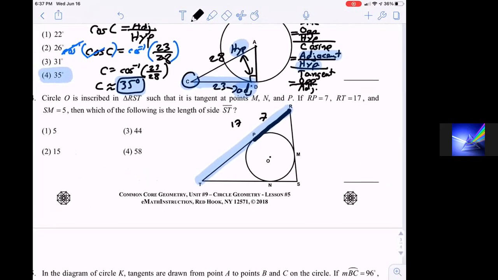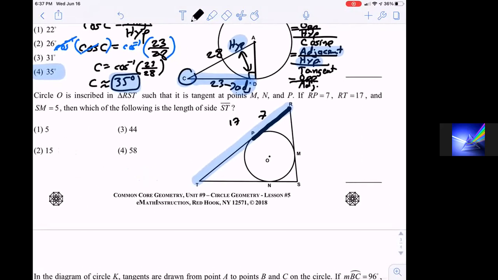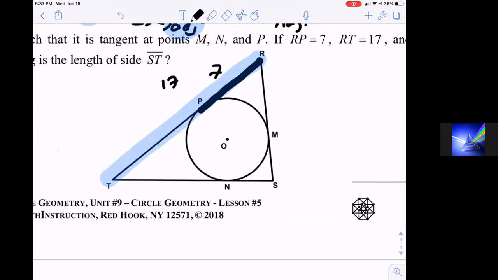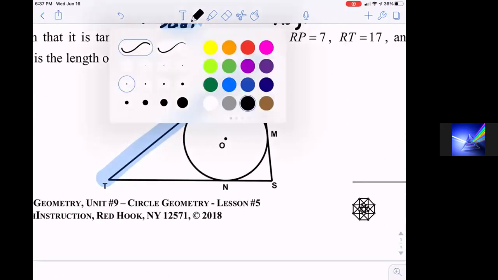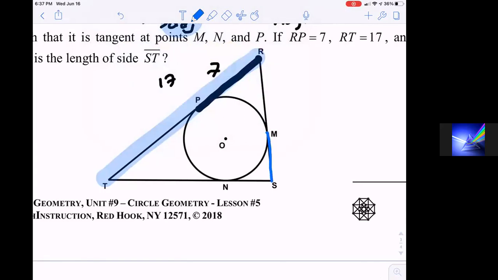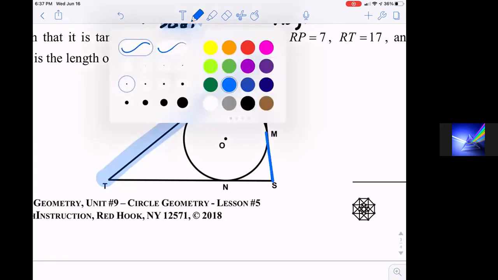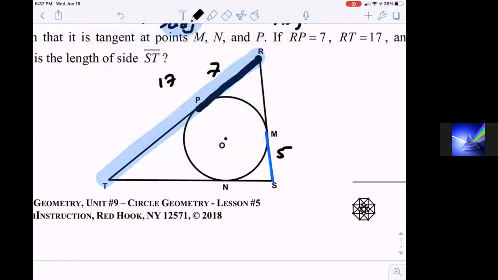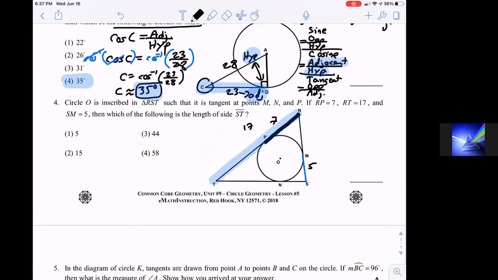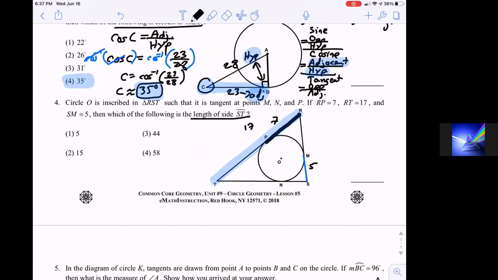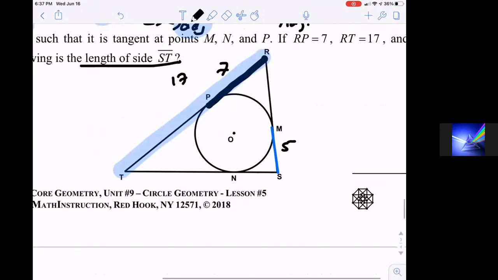And SM is 5. Let's go ahead and mark that. SM is this one right here, and that would be 5. It says, then what would the length of side ST be? So ST is this big long one down here at the bottom of the triangle.